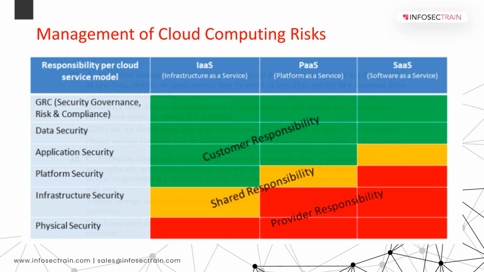Then when you go to platform as a service, the infrastructure and physical become the responsibility of the cloud service provider. The platform security is shared between the cloud customer and the cloud service provider, and the rest is the cloud customer's responsibility. And in software as a service, as everything is managed by the cloud service provider, up to platform it's their responsibility. As application access is defined by the end customer, it is a shared responsibility, and the data and compliance become the responsibility of the customer.